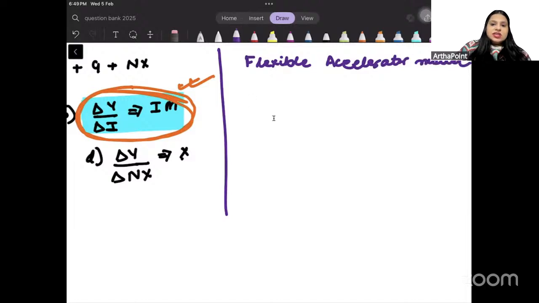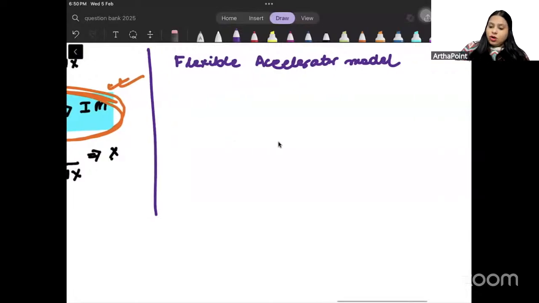So we can say that accelerator is 1 by multiplier. Yes, you can interpret it like this, but there is something else also which we need to go ahead and understand. Abhi we will go ahead and we will understand that also. So now what is basically the flexible accelerator model?